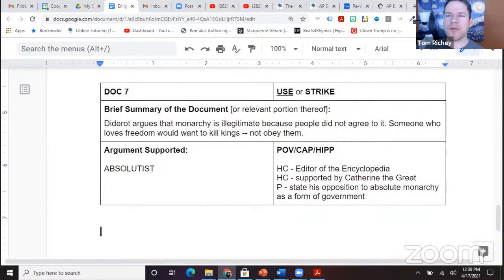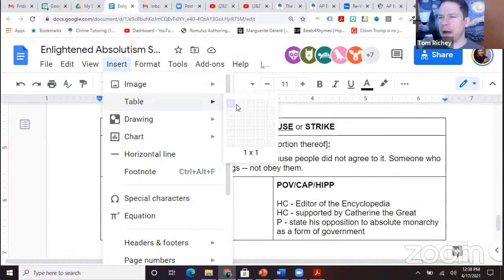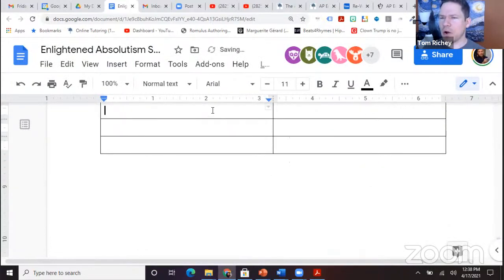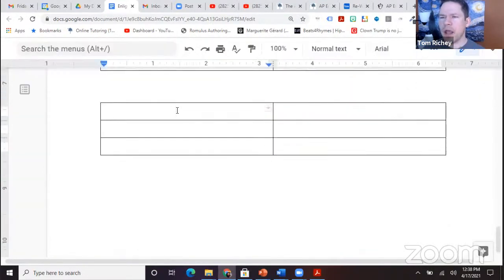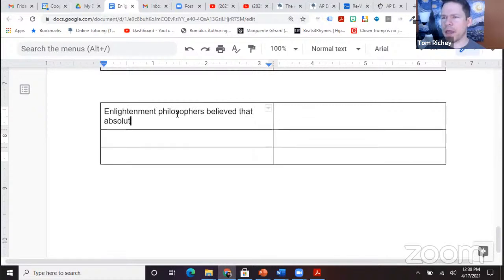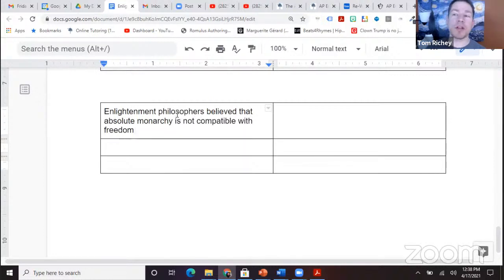Now, as far as that goes, then we start to think about, okay, so when we found these two buddies, Montesquieu and Diderot, we're going to make them buddies. And what's going to happen here is that we're going to be thinking about Enlightenment philosophers, okay, so philosophers believed that absolute monarchy is not compatible with freedom, which was the overall goal of the Enlightenment, okay. So we note here that Enlightenment philosophers, they did this.